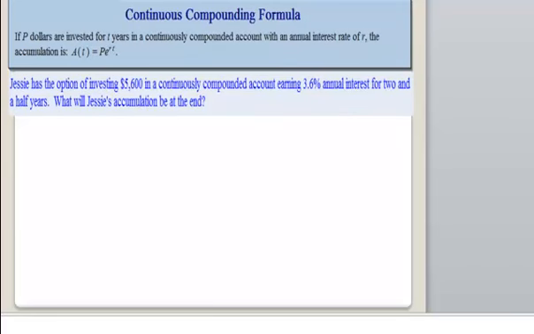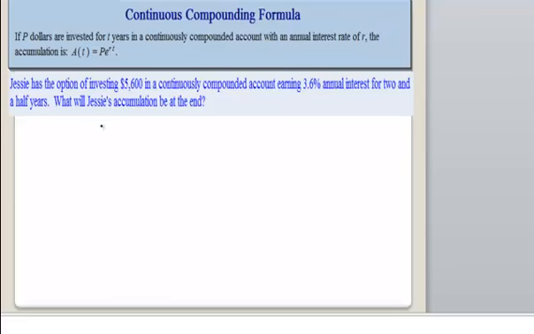Continuous compounding formula. If P dollars are invested for T years in a continuously compounded account with an annual interest rate of R, the accumulation is A of T, which equals P e to the RT. So again, A represents the final amount in the account, P is the principal, R is the rate, T is the time in years. E is a button on your calculator. It's some constant.